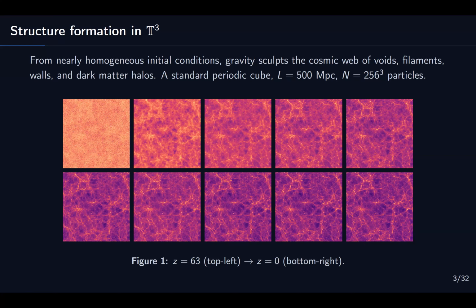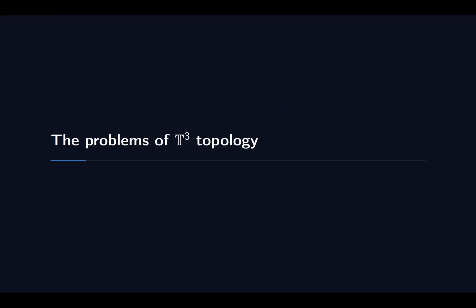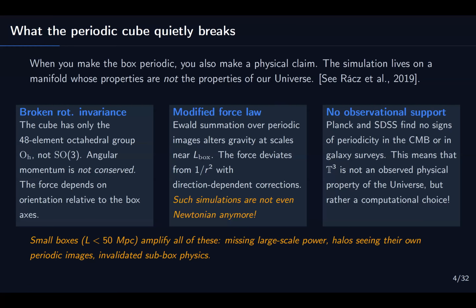So we have a solution to this entire problem. We can do cosmological simulations. No, unfortunately, that has different problems. When you make an actual periodic box, you're also making an arbitrary claim about the system. And in this specific case, cosmological simulations, it is a physical claim about the structure or the topology of the universe.